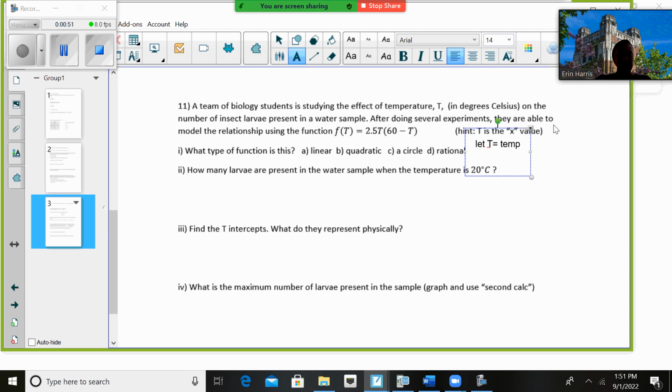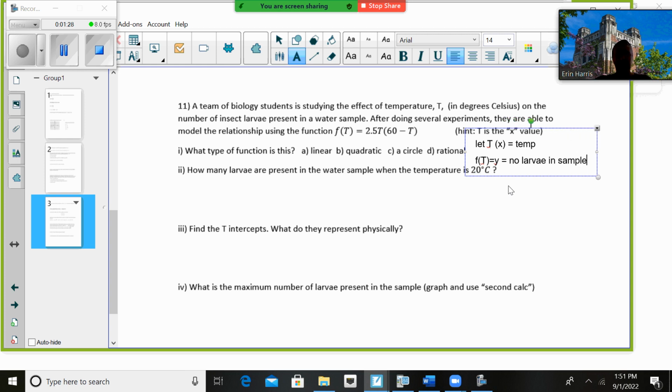Now, reading the problem then, what is the output? We input the temperature. What is it that we're outputting? What does f of t represent? And remember, f of t is our y. And I did put the little hint in here. When we go to the calculator, we're going to have to put an x for t. So that's our input, and then f of t or y is our output. And what is it that we're outputting? We are outputting the number of larvae in the sample.